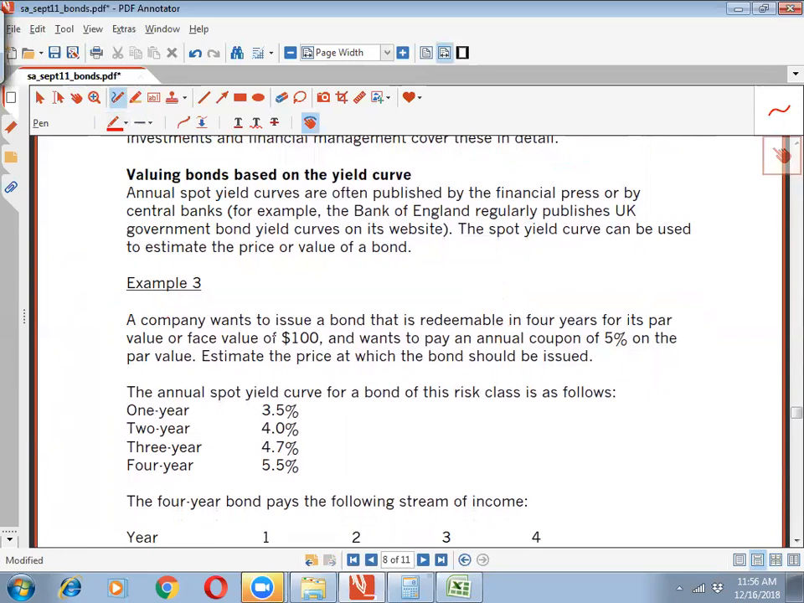So it says a company wants to know. Basically, if you are being given interest rates for the different periods, the value of the bond is the present value of future cash flow discounted using the relevant yield curve. Now, what do you mean by that?